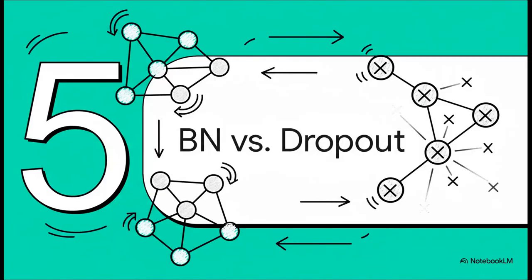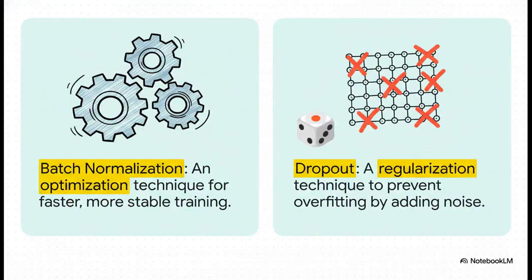Now, if you've spent any time working with neural nets, a little bell might be ringing in your head right now. You might be thinking, hang on, isn't this kind of like dropout? And you know what? That's a fantastic question, so it's really important to get the difference. Let's put batch norm and dropout head to head. The biggest difference between them is their main job. Batch normalization is, first and foremost, an optimization tool. Its whole goal is to make training smoother and faster.